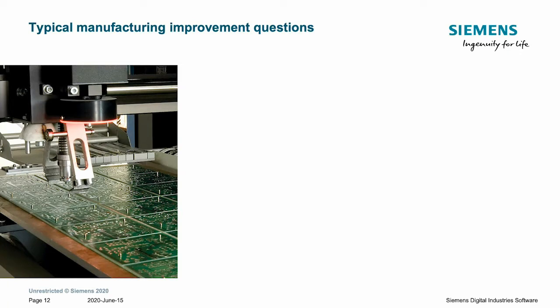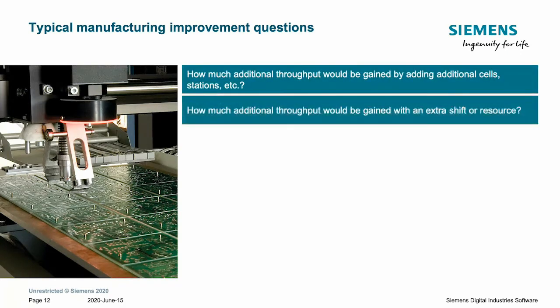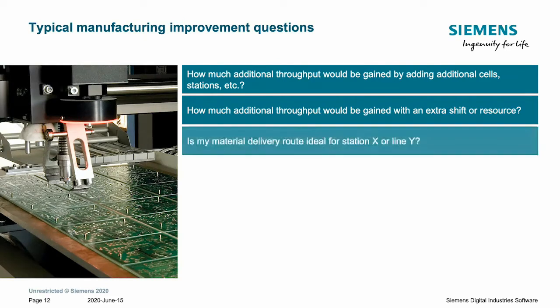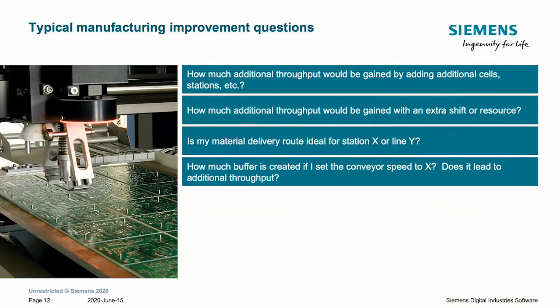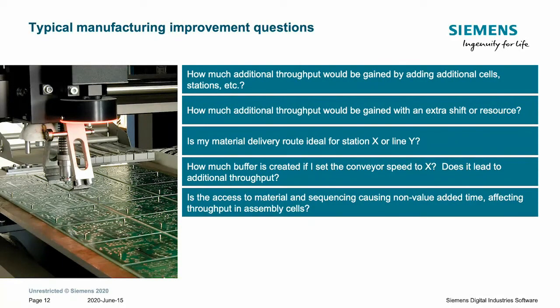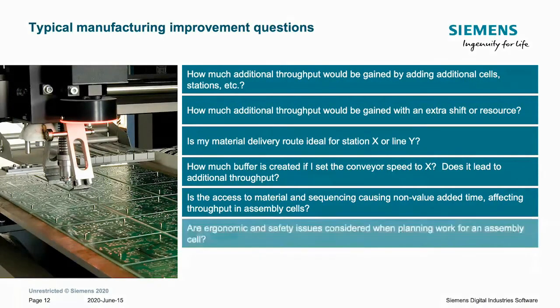And we find that many of them go through this analysis of, okay, from what I have today, can I add extra stations here or there in order to improve throughput? Or would it help me if I added a couple more resources in this area or an extra shift? Or various other questions around material access and routing the material to specific areas, and also ergonomic issues such as, is the safety of the current procedures considered good for throughput? Are we slowing them down? Is there a better way to do that?